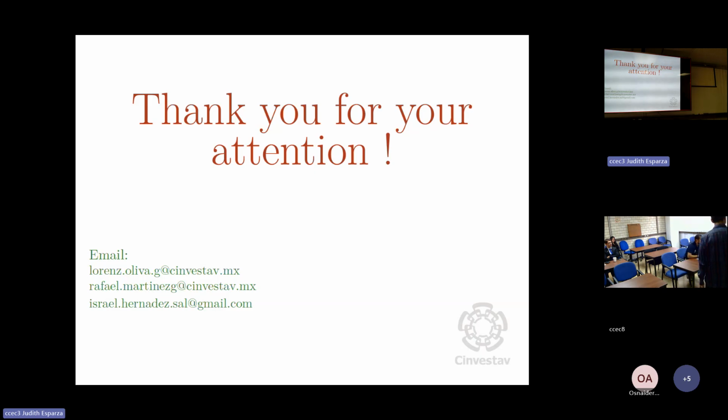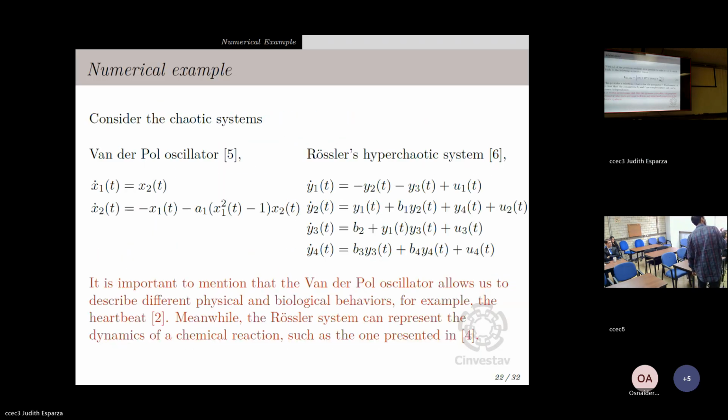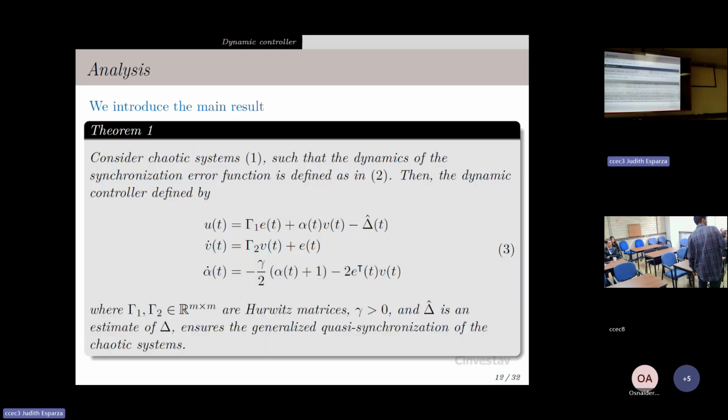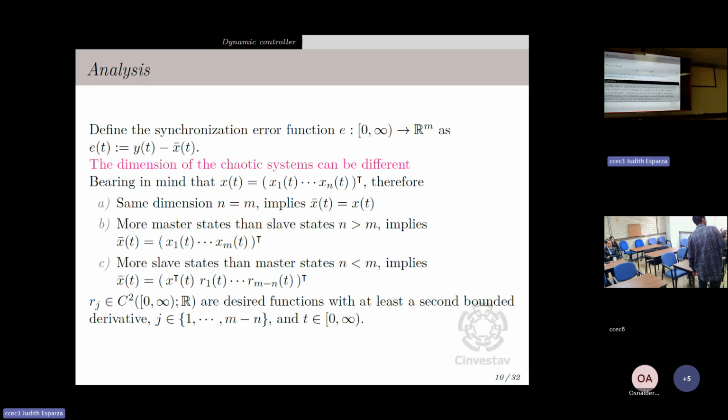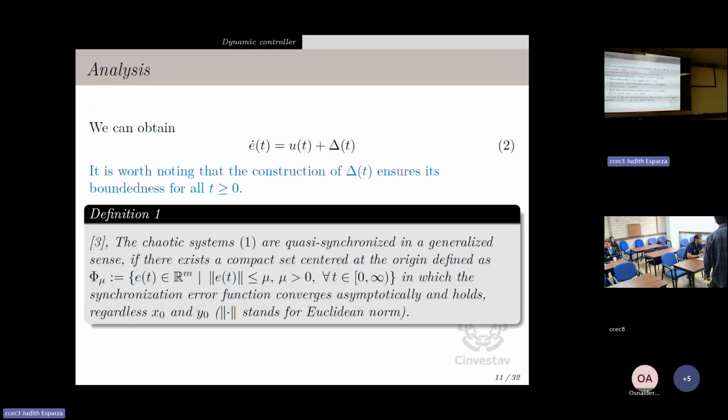Can you put the slide number 10, please? Yes. And in the definition. Yeah. 10. This is 11. Yeah.